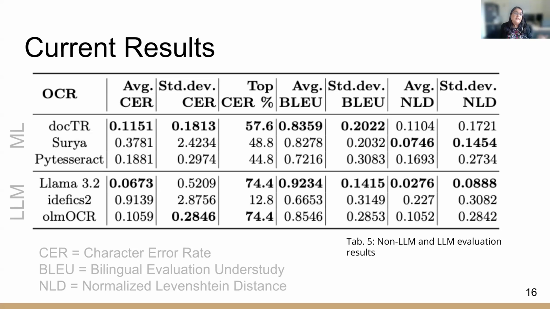Within non-LLMs, we do see that DocTR performed the best, with the exception of Surya in Levenshtein distance, which performed slightly better because it has a lower normalized Levenshtein score. But between the 2 technologies, LLMs versus non-LLMs, we see that LLMs, specifically Llama 3.2, outperformed in almost all metrics except for standard deviation in CER, where OLM OCR did perform slightly better. So we do see from these results that LLMs ended up performing significantly better when compared to the machine learning ones. Next slide, please.